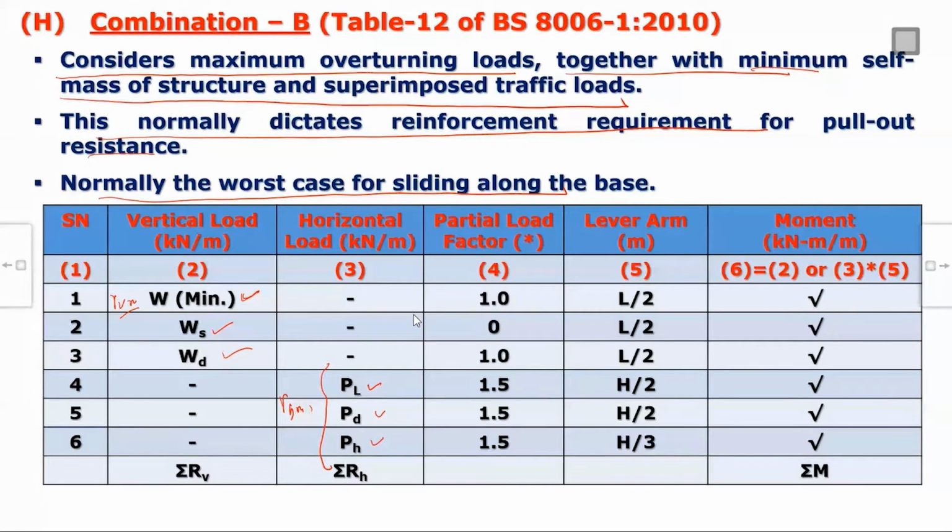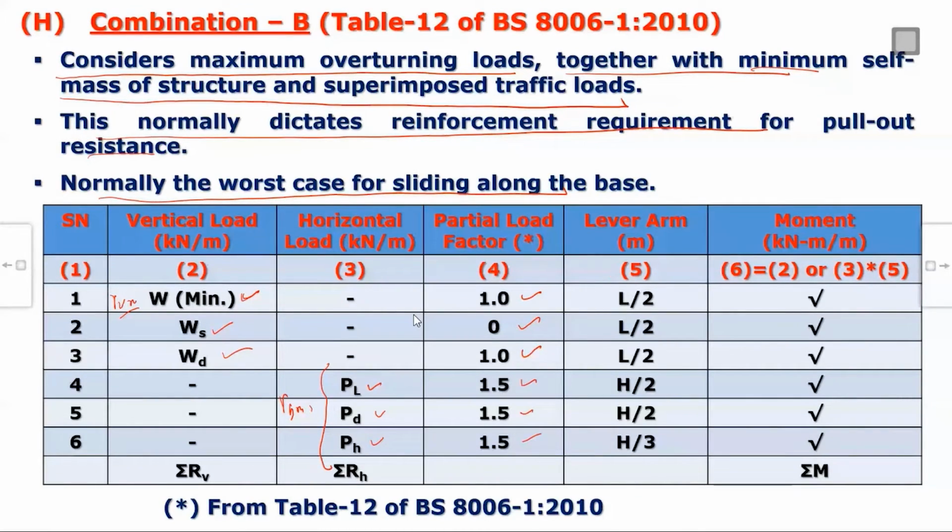Then the partial load factor, again we will take from this table, and if you pick up from there, for this it will be 1, for this it is 0, and for this it is 1. Again for them it is 1.5. And the lever arm of course will remain the same: L by 2, L by 2, L by 2 for these, H by 2, H by 2 and H by 3, same as the last. Again you find sigma RV, sigma RH and the moments.